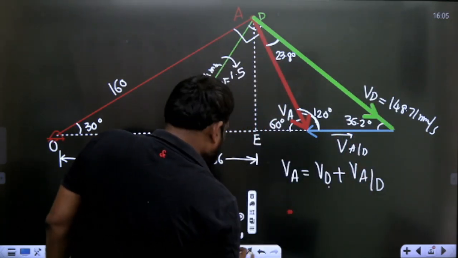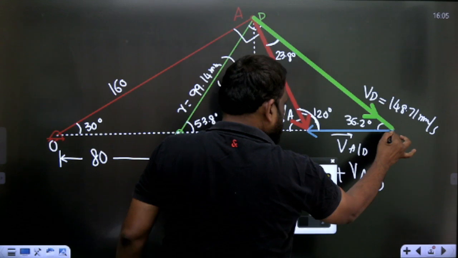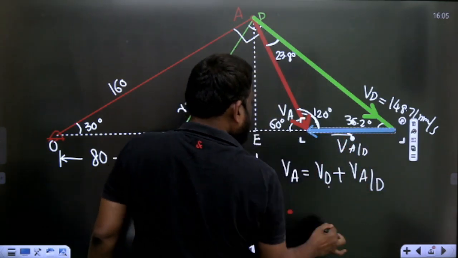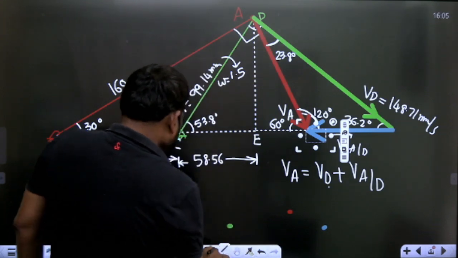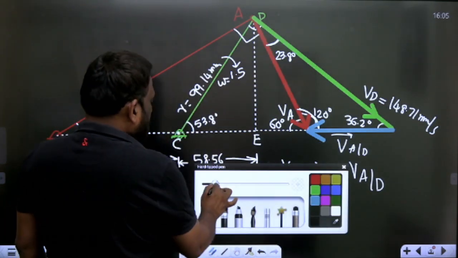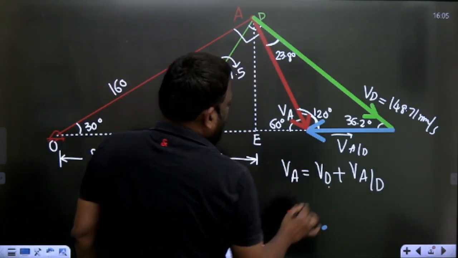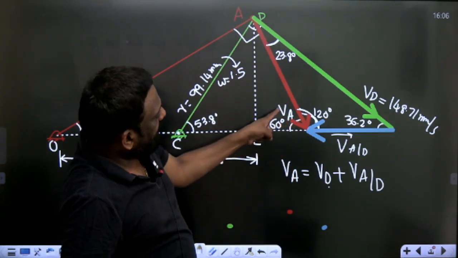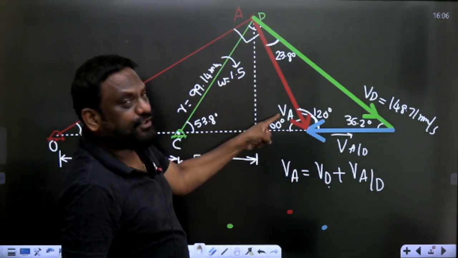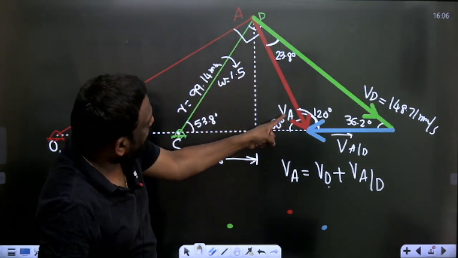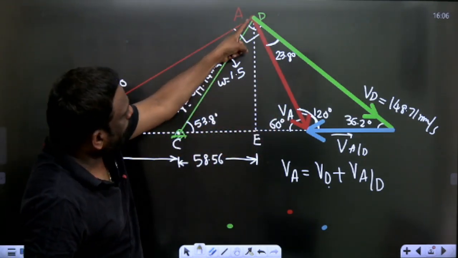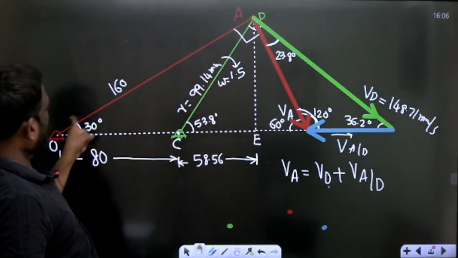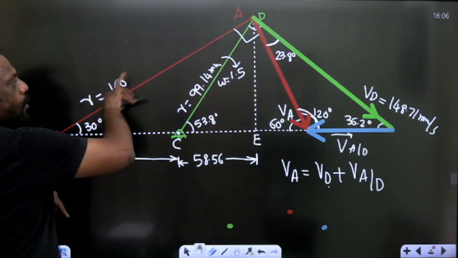Very good. Another is this. You know everything, all angles are known, don't worry. What will we do, sir? I need VA. Why? If VA is known, this length is already known. So if you know the velocity of A, R is known, R into omega of this.